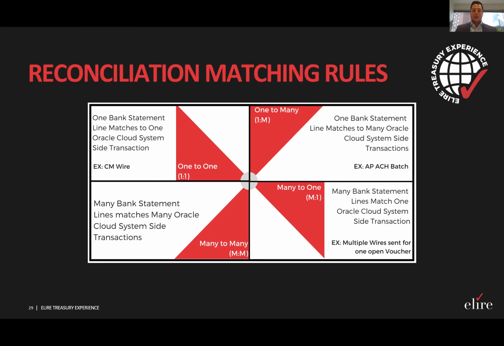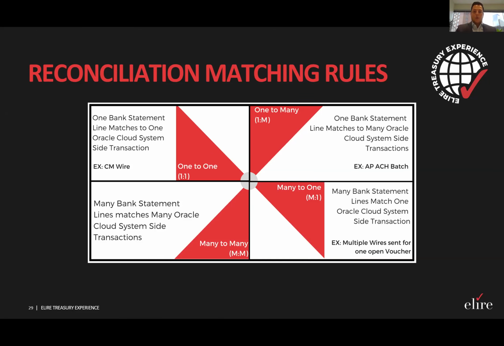We have a many to many reconciliation. So many bank statements to many system side transactions. This I've seen done for like credit card transactions. And then a many to one reconciliation where we have many bank statement lines to one cloud transaction. So that would be like multiple wires sent for one voucher.